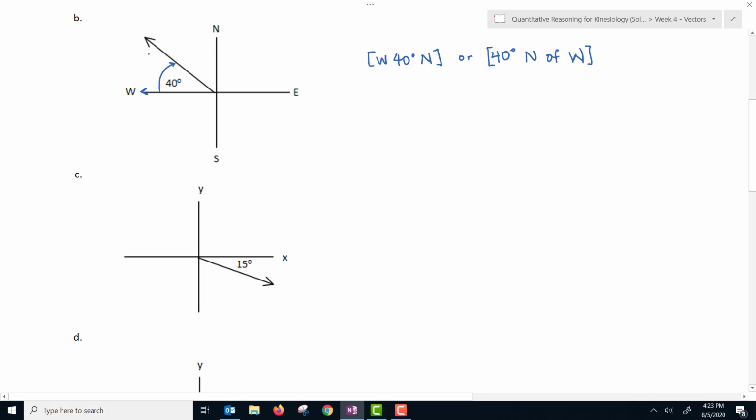Again, we can think of this as going from a reference line of the north line. So this is the north line here. If the bottom angle here was 40 degrees, then this angle over here would have to be 50 degrees because together they add up to 90. So we could also say north and then 50 degrees towards the west line. North 50 degrees west. Or just like the other example, we could also say 50 degrees west of north.